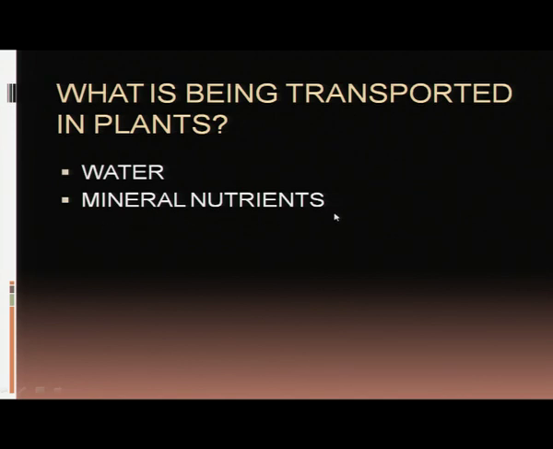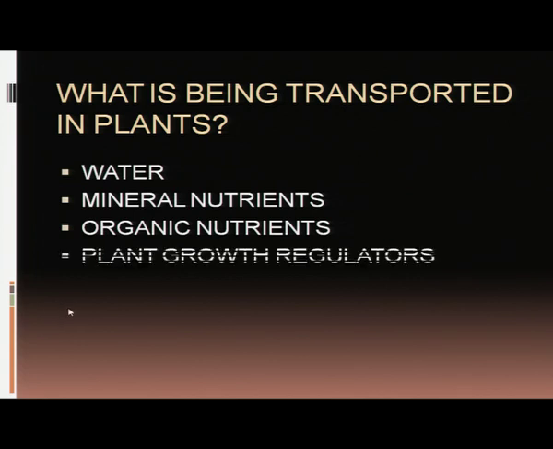Then there are mineral nutrients, which are also absorbed from the soil and are to be taken to different parts of the body. Then the organic nutrients or the photosynthates, which are produced in the leaves, are to be taken to all the growing parts and even for storage. And finally, the plant growth regulators or other such chemicals which control or regulate various growth related activities of the plant body. They are produced at one place and then need to be transported to their site of action. So, these and many other similar things are transported in the plant bodies.